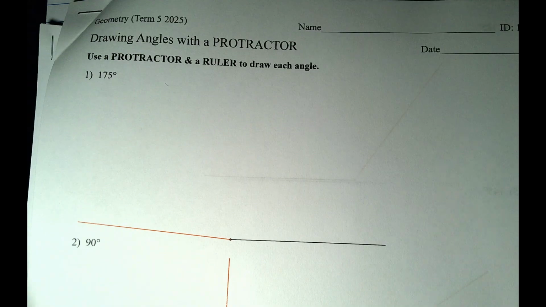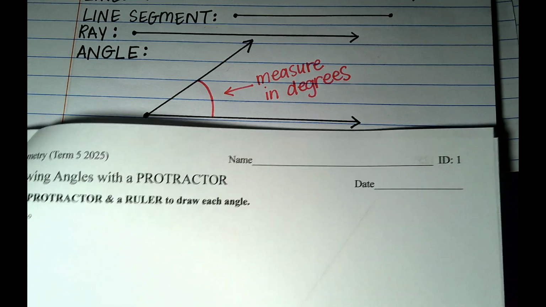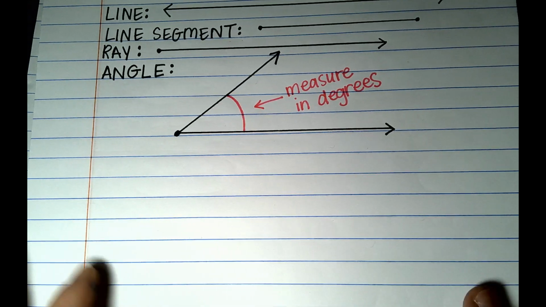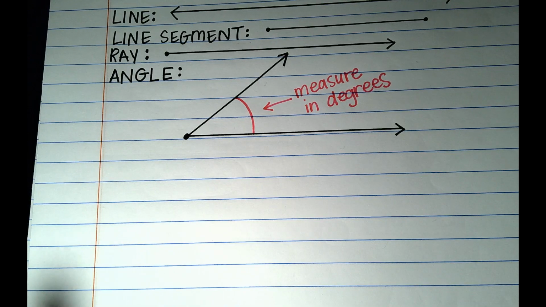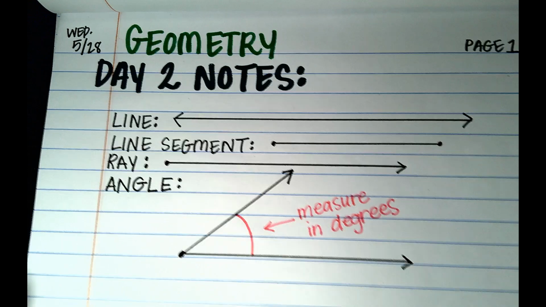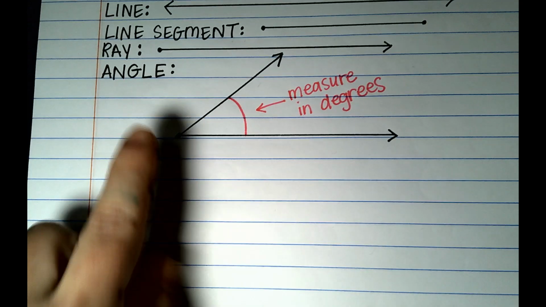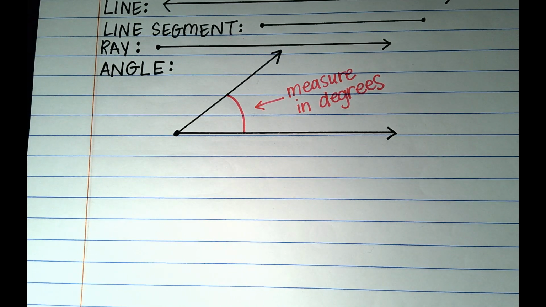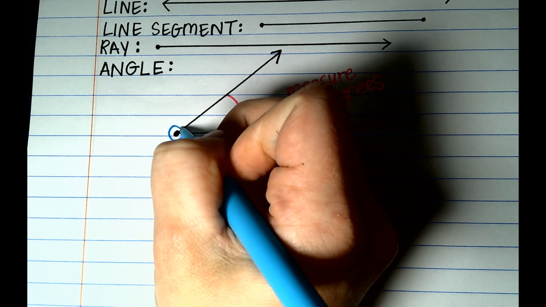Okay, so we've drawn some angles. We used a protractor. That is wonderful. Now, let's talk about kind of the categories of angles that we just created. So, back to our note page. We just defined an angle. There's a few more things that I probably should have mentioned whenever I first said angle. Does anybody know what this point is called?